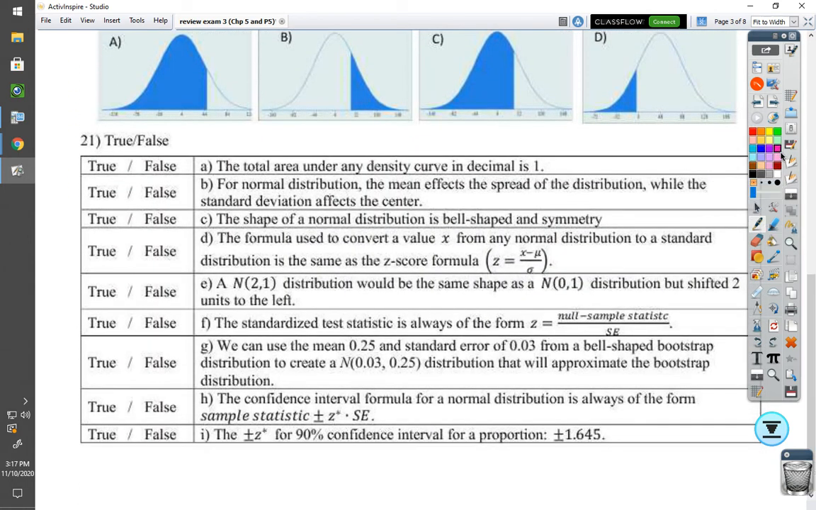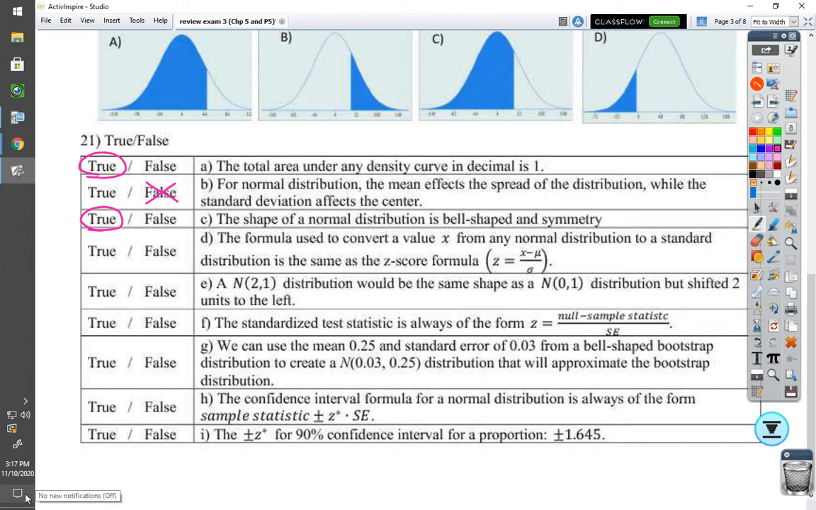And obviously you should do all the rest of these things, but I don't think you need me to help you with them. The total area under any density curve of a decimal is 1. Absolutely true, 100%. For a normal distribution, the mean affects the spread of the distribution while the standard deviation affects the center. That is completely false. It's backwards. The shape of the normal distribution is bell-shaped and symmetrical. True, that's the definition of a normal distribution.